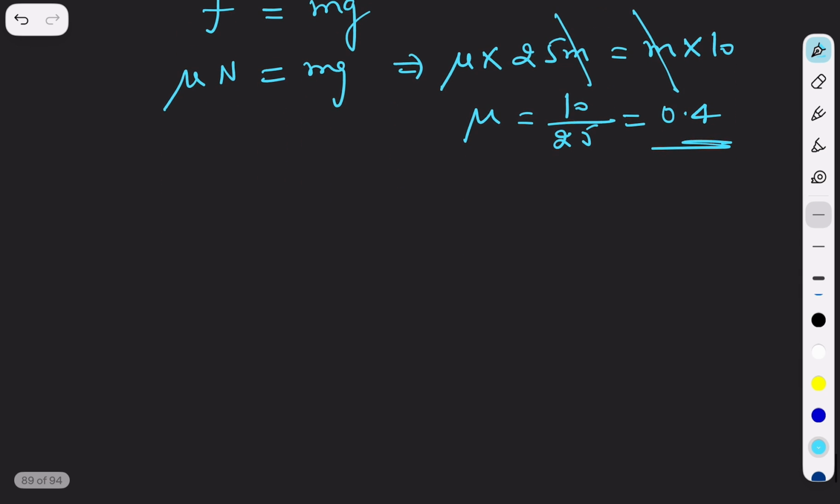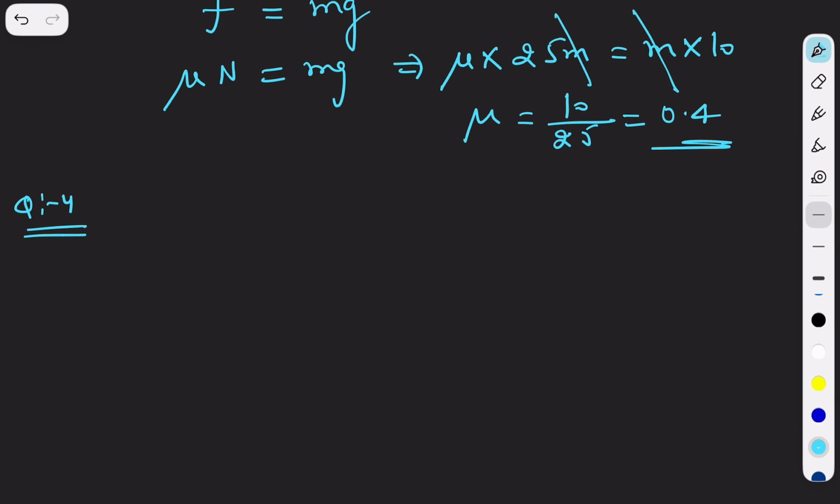Question number 4, guys. Okay, question number 4. So we'll take this one more problem, and I think that would be sufficient after that to understand how we should use the concepts of banking and everything in the horizontal circular motion.